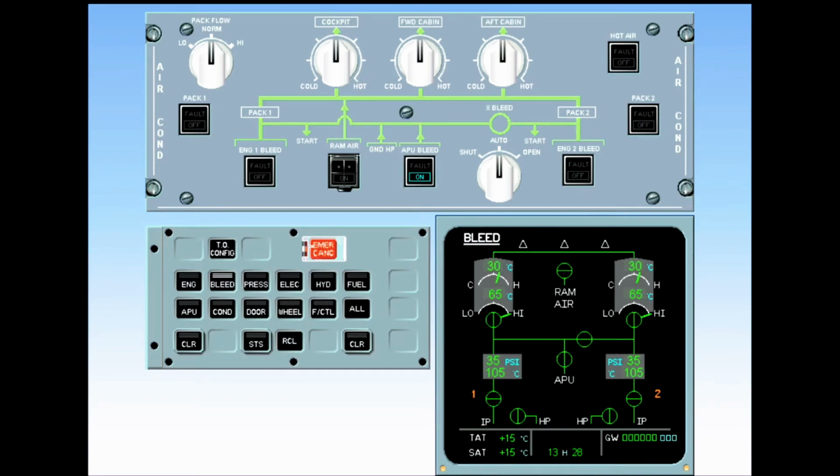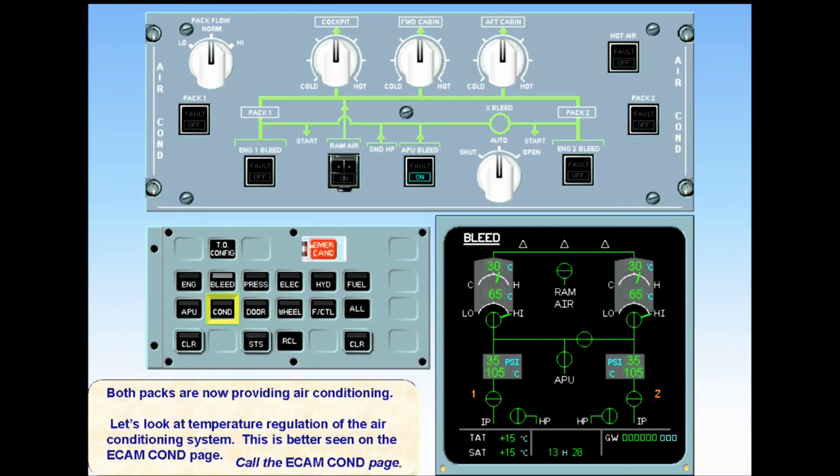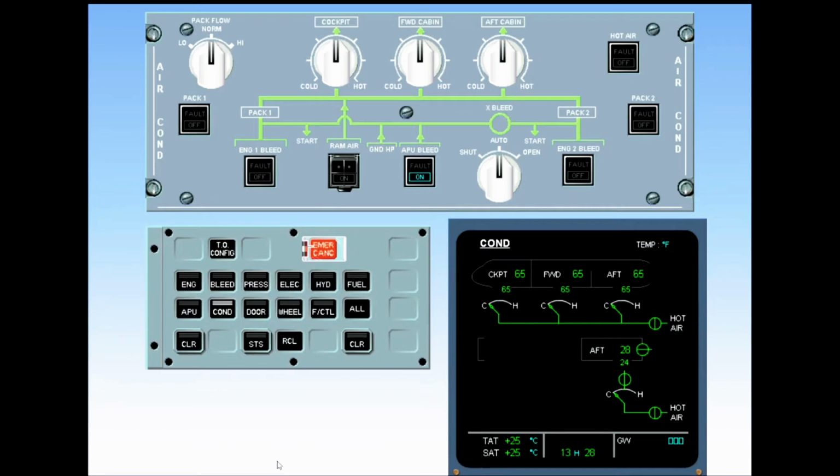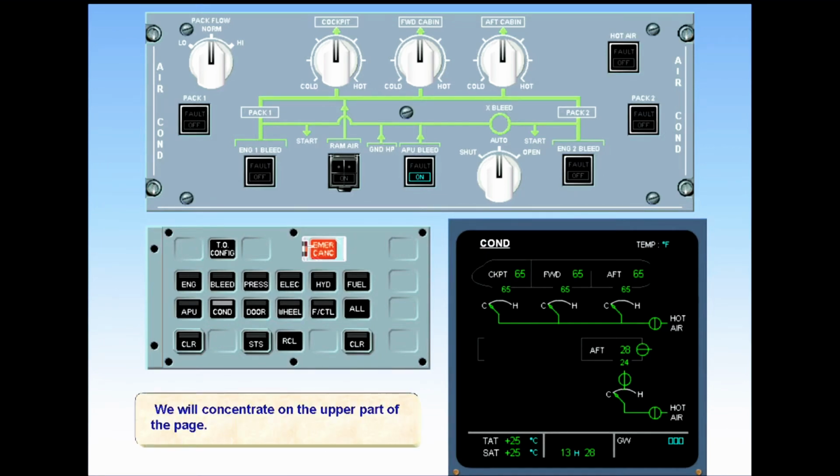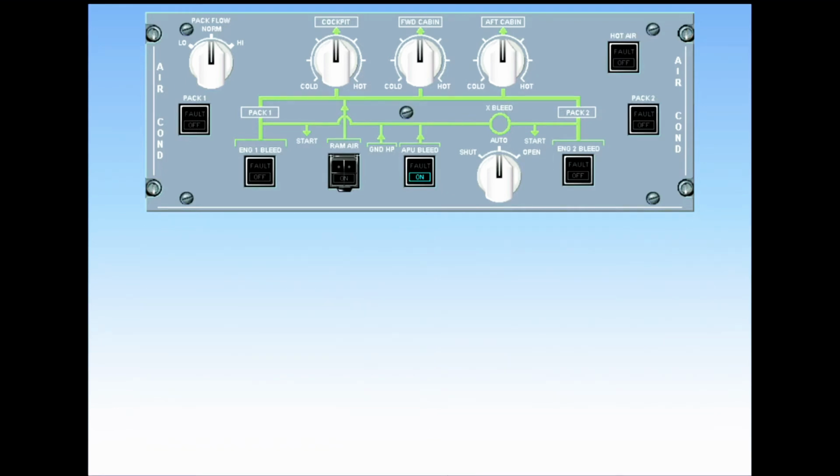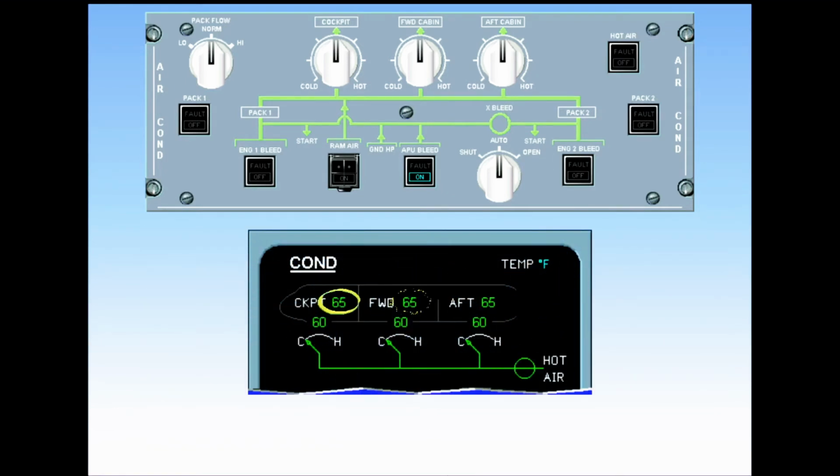Let's look at temperature regulation of the air conditioning system. This is better seen on the ECAM conditioning page. Call the ECAM conditioning page. We will concentrate on the upper part of the page. Of particular interest here are the zone temperatures and the duct inlet temperatures.